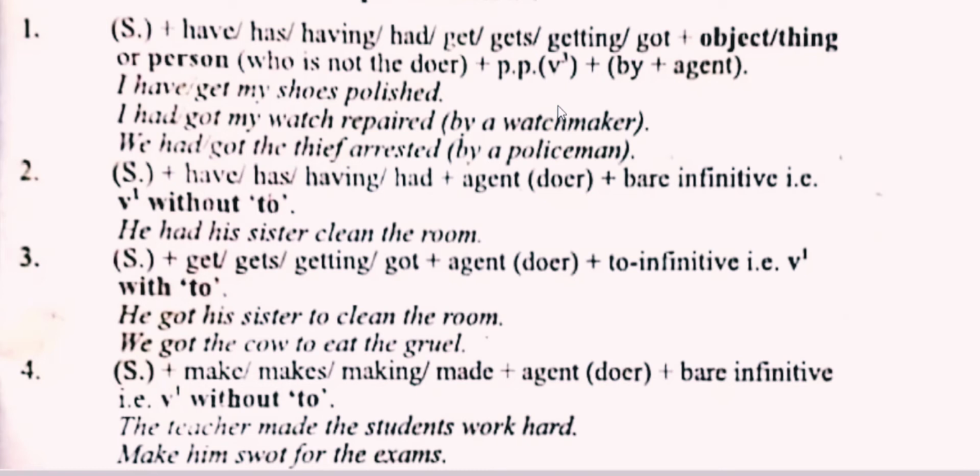So we write the thief here. The thief arrested. The thief is a person here, but the person thief doesn't do anything. Who does? Policeman does. What does the policeman do? Policeman arrests. So we had or we got the thief arrested by a policeman. See here, one example. Subject plus have or get plus object, thing or person, not the doer of action, plus past participle, verb 3, plus by plus agent.